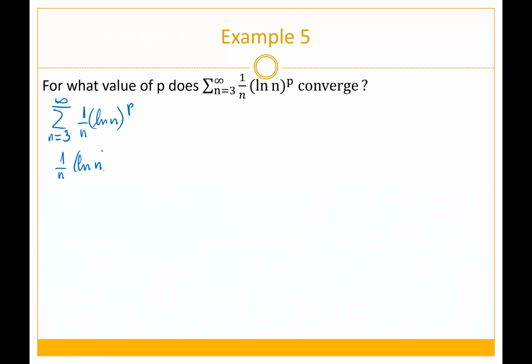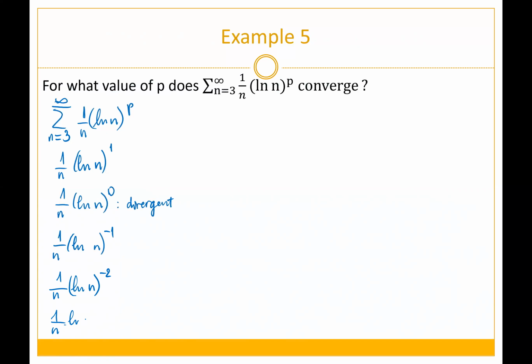So here, I will start with a few values. 1 over n times ln of n to the 1: this one we know is divergent. So if it's ln of n to the 0, which is divergent, 1 over n ln of n to the -1, 1 over n ln of n to the -2, and 1 over n ln of n to the -3. You might wonder, why did I just go to the negative part and not the positive part? If you think about it, when you try to find an integral of 1 over n ln of n to the p.